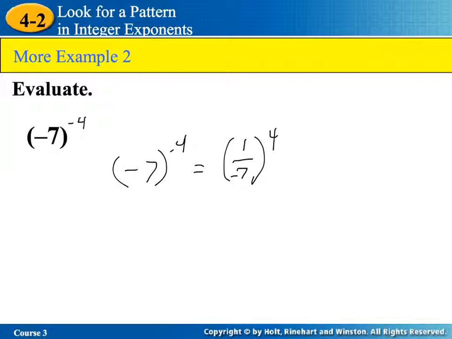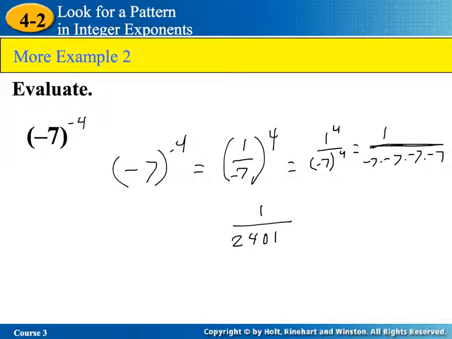Now when we do this problem, I will get 1 to the 4th power over negative 7 to the 4th power. 1 over, and that's negative 7 times negative 7 times negative 7 times negative 7. Not negative 7 times 4. Remember that exponent means all of these written out. When I take negative 7 times negative 7 times negative 7 times negative 7, I will get 1 over 2,401.